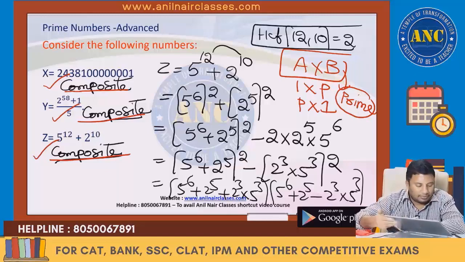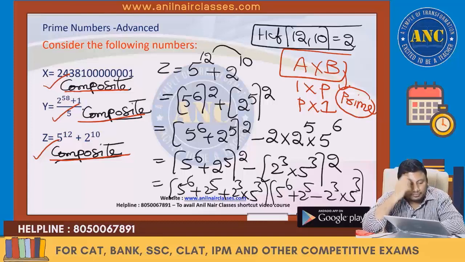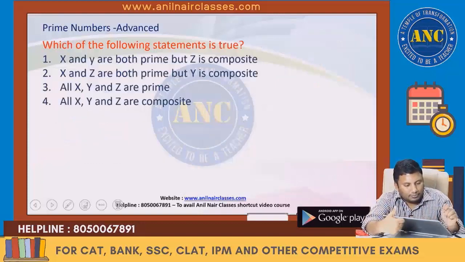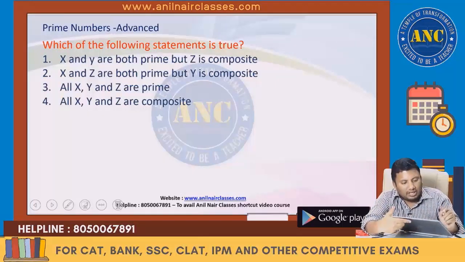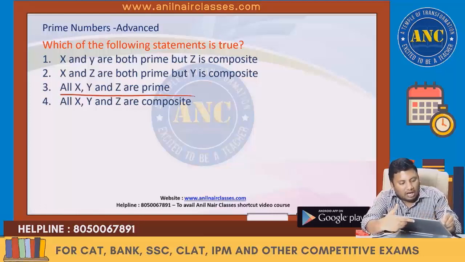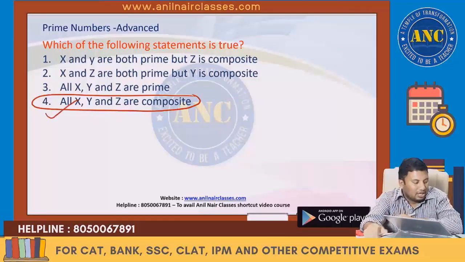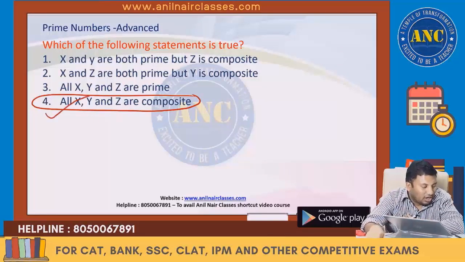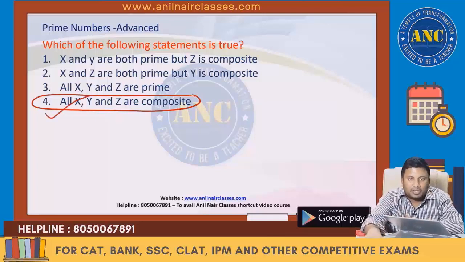Next question. Please write down, sir. Next one. So x, y, z all are composite. This is the answer. X, y and z, all the numbers are composite numbers.